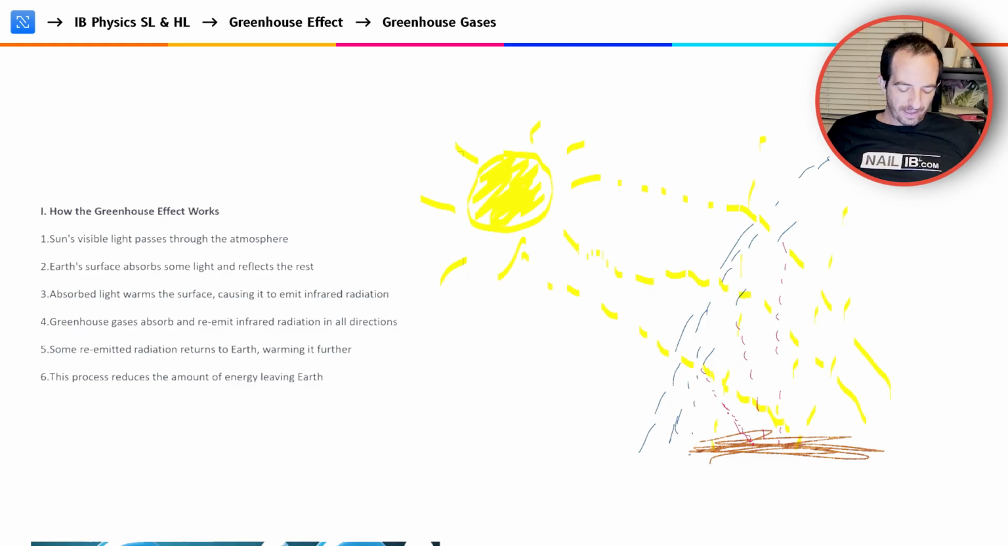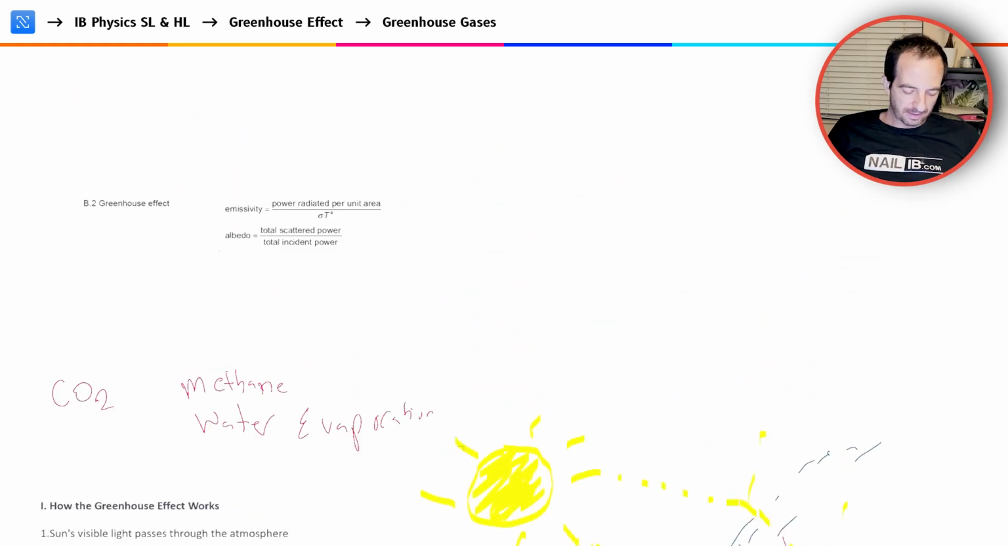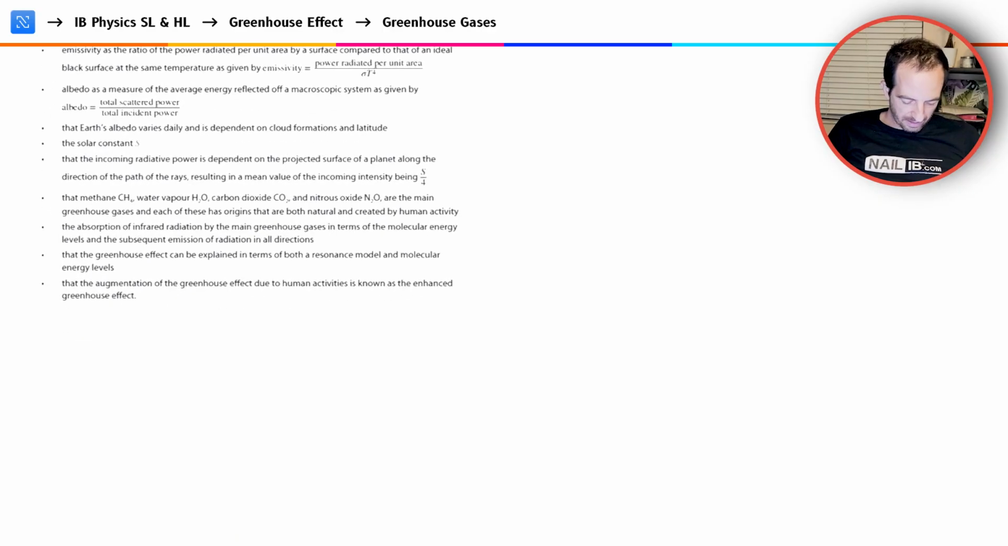And that infrared radiation will be absorbed by greenhouse gases, which are in our atmosphere. We'll see what the greenhouse gases are, but the main ones that we want to know, I'll list them now quickly: CO2, methane, water vapor, and nitrous oxide. So we see here the main 4 that they want you to know.